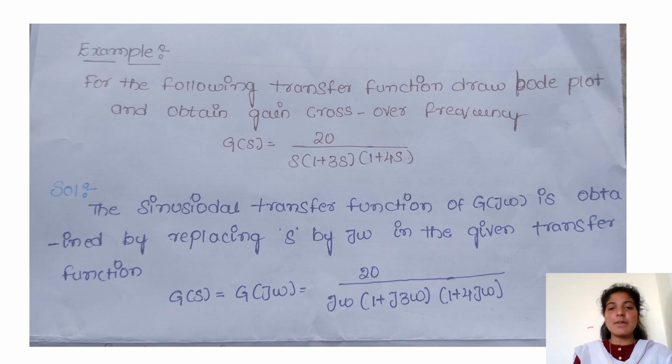Here I take an example. The question is: for the following transfer function, draw a Bode plot and obtain the gain crossover frequency, where G(s) is equal to 20 by s into (1 plus 3s) into (1 plus 4s). The solution: the sinusoidal transfer function G(j omega) is obtained by replacing s by j omega in the given transfer function. When we substitute s equals j omega, we get 20 by j omega into (1 plus j3 omega) into (1 plus j4 omega).